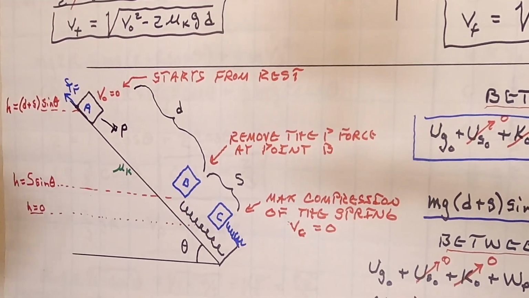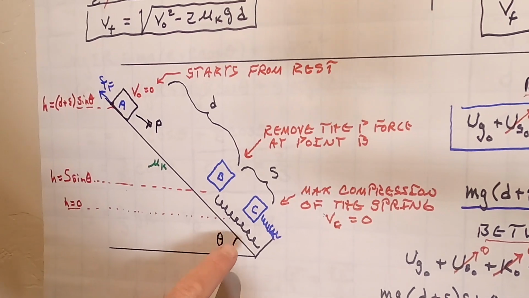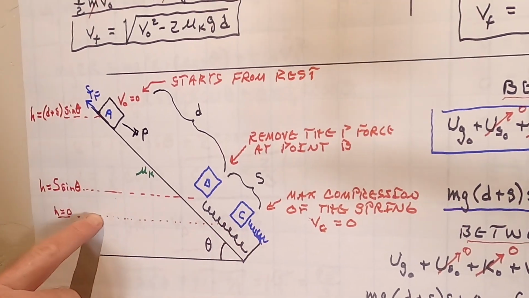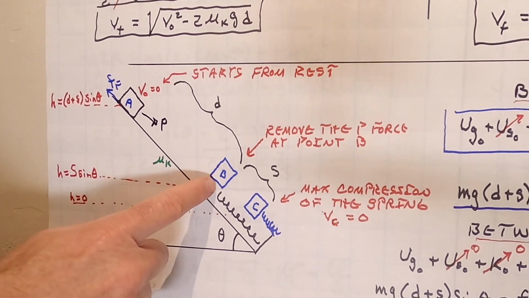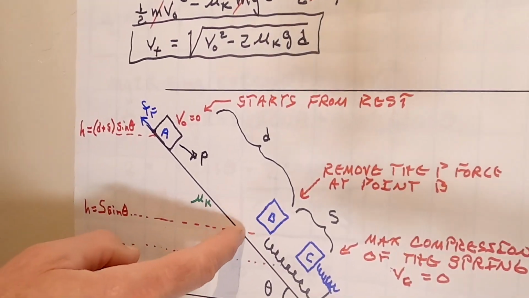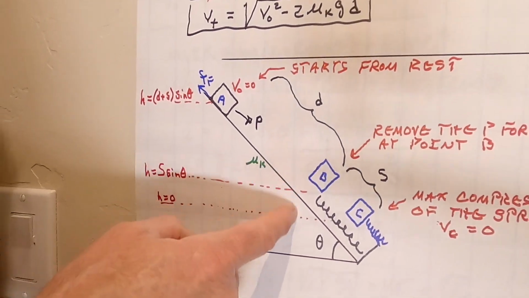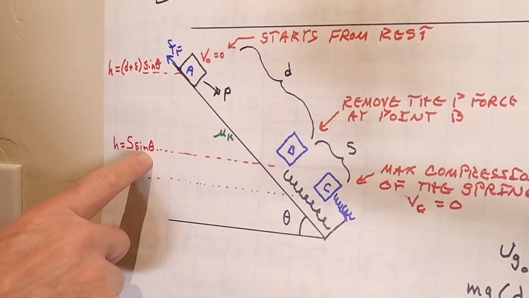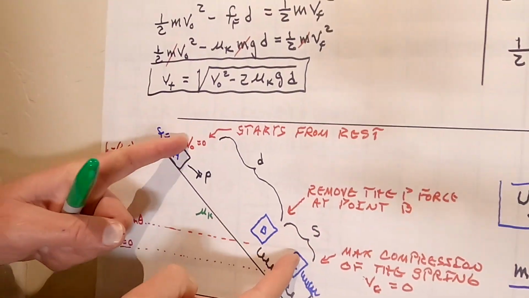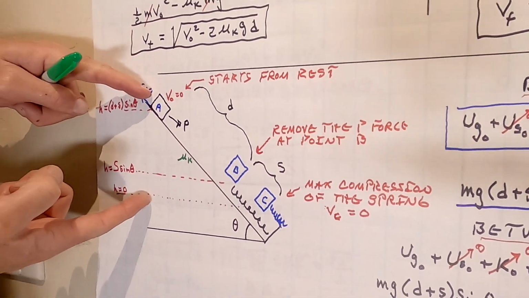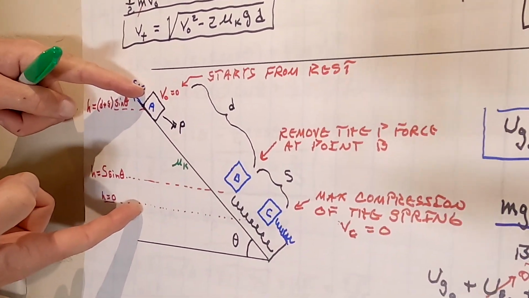Now, I'm going to call the lowest spot h equals 0. Then this height, since this distance is s, the vertical height would be s sine theta. Remember, potential energy depends just on the vertical height. This distance is s plus d, so this height is (s plus d) sine theta right here.